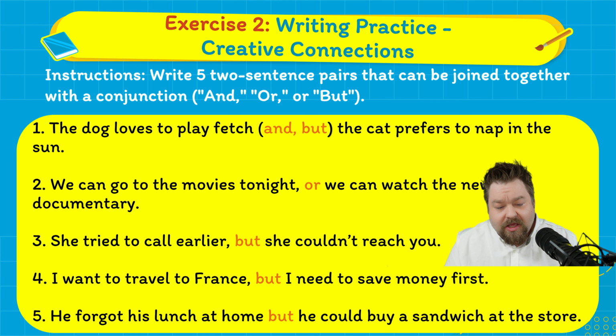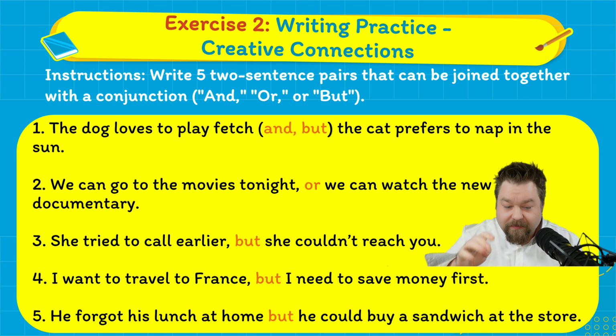Number two, we can go to the movies tonight or we can watch the new documentary. Either one sounds great, right? What do you want to do? It's a choice. Number three, she tried to call earlier, but she couldn't reach you. See, it's a negative. We see the end there is a negative. So it makes sense to join it with a contrasting idea, right? A but. That but is a good conjunction when they don't match, right? I tried to do it, but I couldn't.